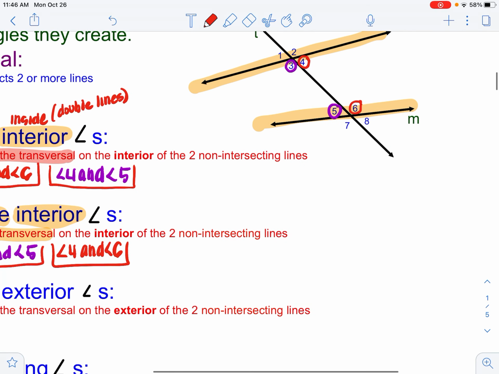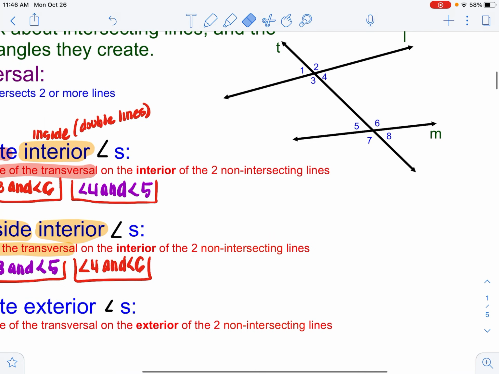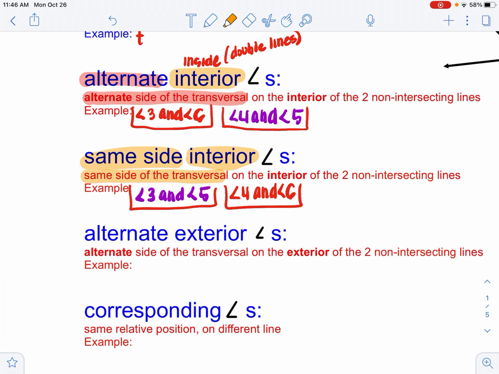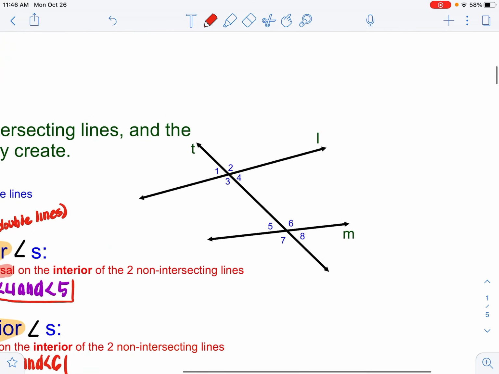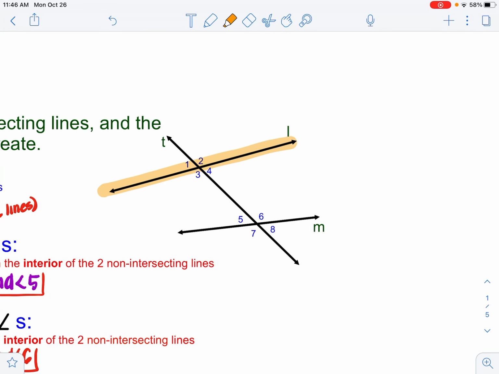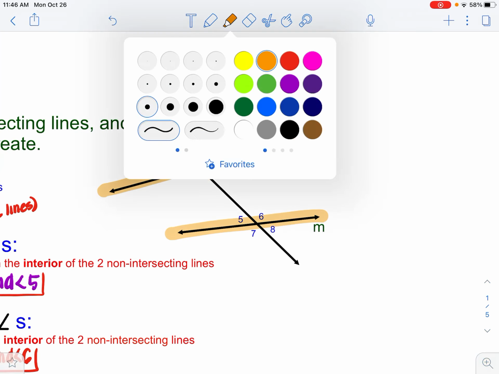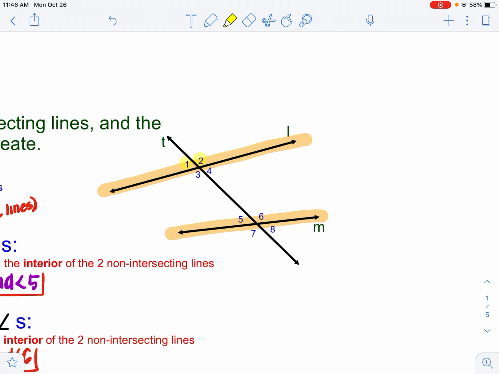All right, next we have alternate exterior angles. Okay, alternate exterior angles. So exterior, what does exterior mean? Exterior means on the outside, so outside of my double lines. Okay, alternate, we know what that means. That means they're not going to be on the same side of the transversal. They're going to be on alternate sides of the transversal. So here's my double lines. I want to be on the outside of them. So now I'm looking at 1, 2, 7, and 8.